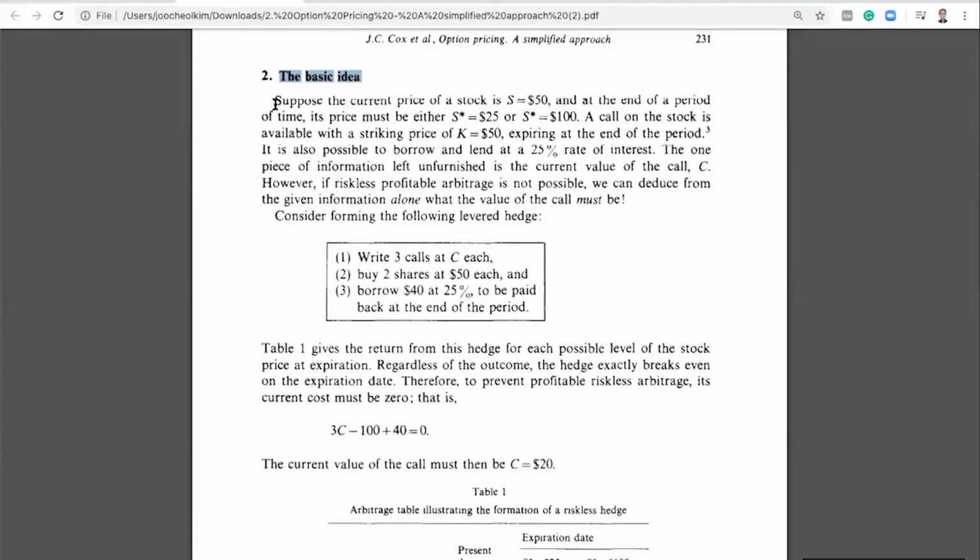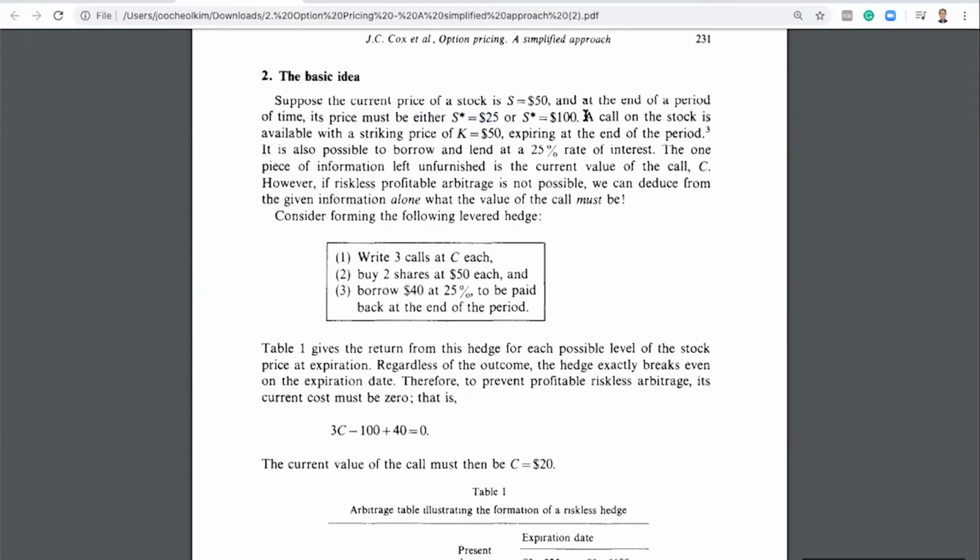So just think about the numbers in this section. Suppose the current price of a stock is $50, and at the end of a period of time, its price must be either $25 or $100. So right now it's $50, but at the end of the one period, which means when we toss a coin, it can be either $100 or $25. So it depends on the coin tossing.